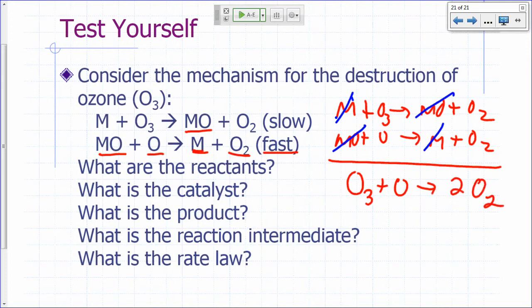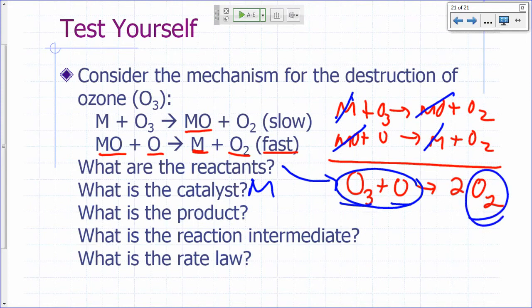That's your overall reaction. So in this mechanism, what are the reactants? O3 and O, right? Those are your reactants. What is the catalyst? M is a catalyst. What is the product? O2 is your product. What is the reaction intermediate? MO.